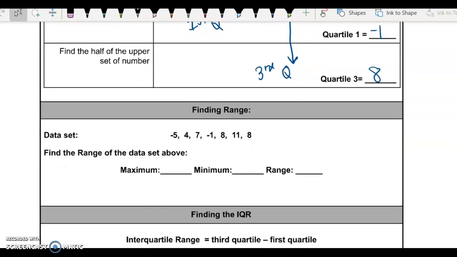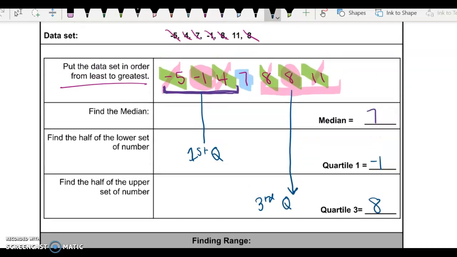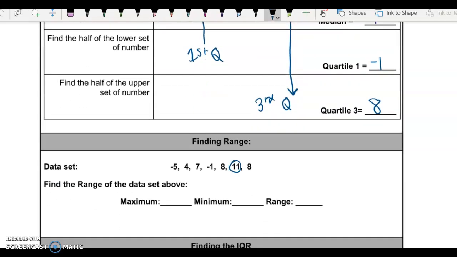So next we need to find the range. So we find our maximum and our minimum, so our largest number and our smallest number. It helps when they're in order from least to greatest already. And so we know that our largest number was 11, and our minimum number, our smallest, was -5.